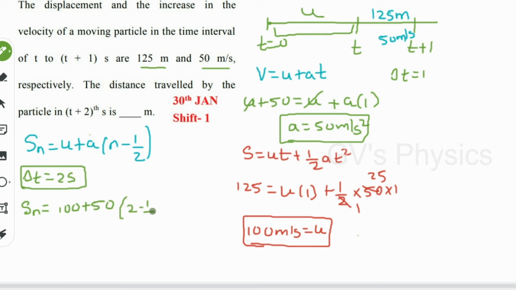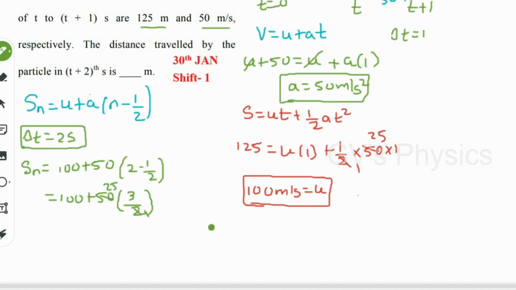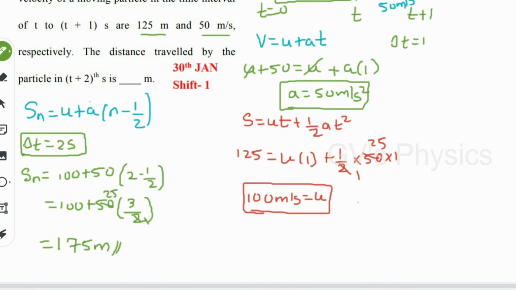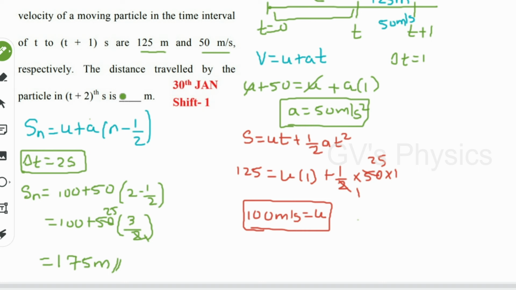2 minus 1 by 2. So 100 plus 50. If we cross multiply, 4 minus 1 will be 3. So 3 by 2, which is 1.5, and 25 into 3 will be 75. So 100 plus 75 is 175 meter. So the answer is the distance traveled in t plus 2 seconds is 175 meter.